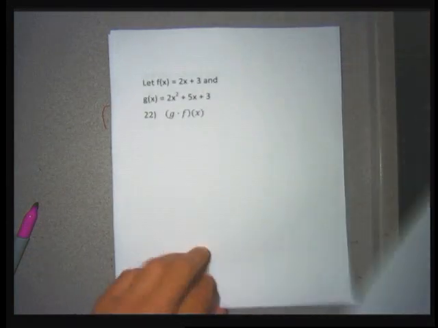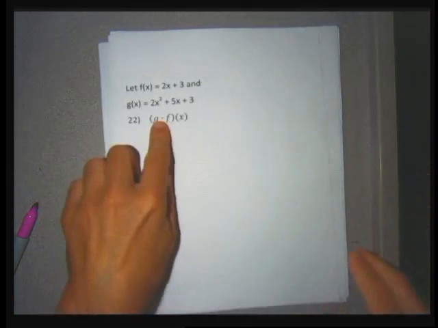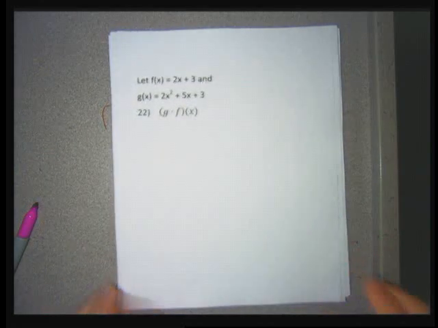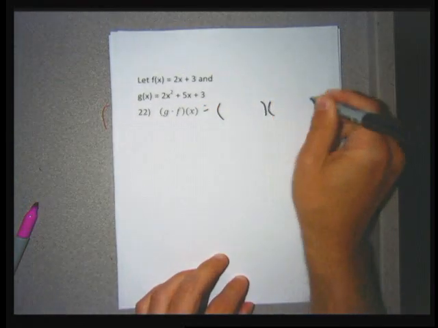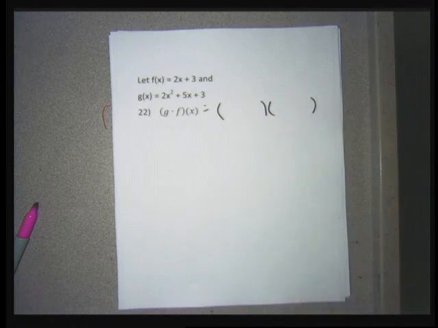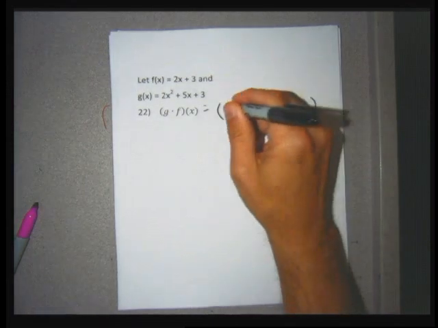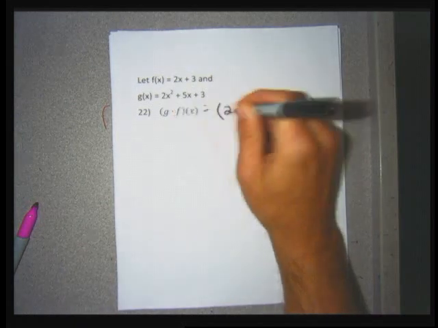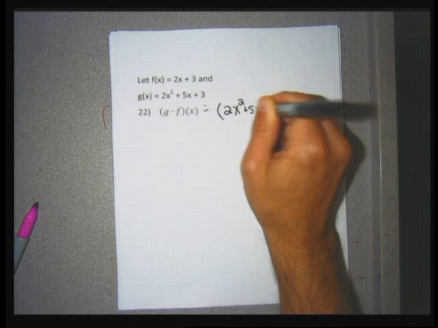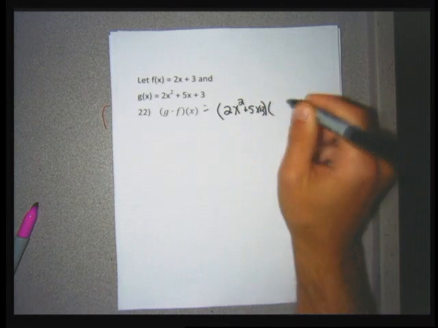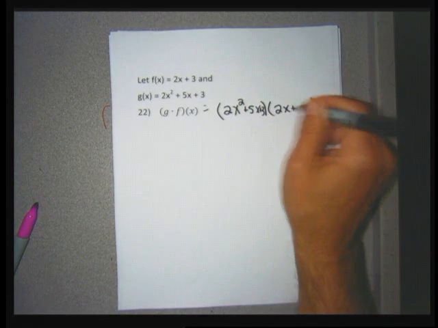Problem 22 wants me to multiply each function. That little dot between the g and the f means to multiply. To do this, I'm going to write two parentheses. I could put a times sign between the two parentheses, but I don't need the times sign. If I write two parentheses next to each other, that means times anyways. In the first parentheses, I'm going to put the right side of the g function, which is 2x squared plus 5x plus 3. And in the second parentheses, I'm going to put 2x plus 3.